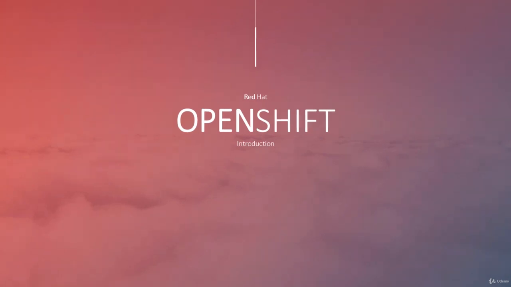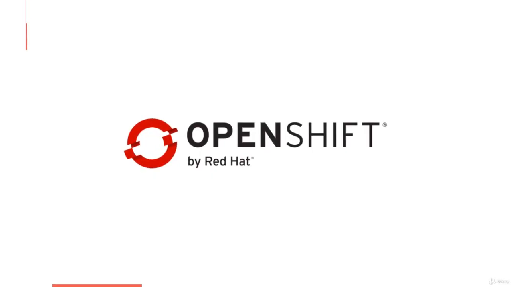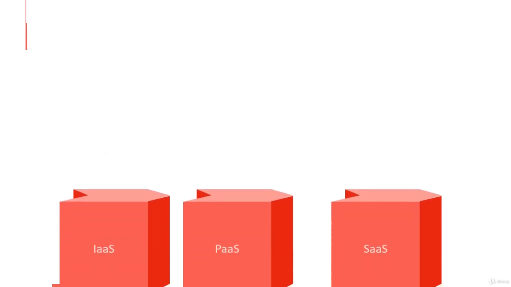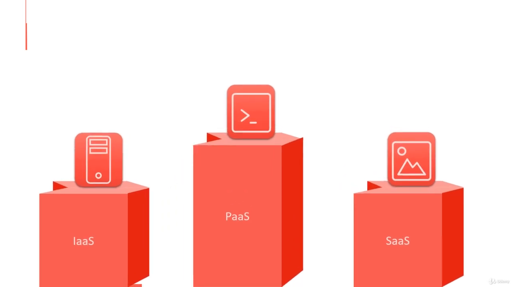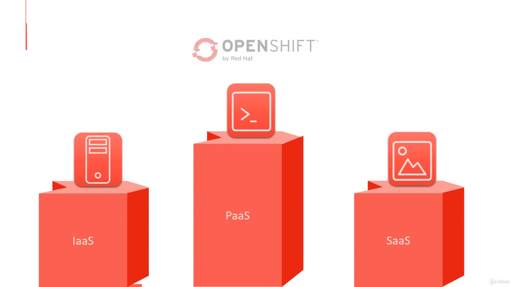OpenShift is Red Hat's open-source container application platform for developing and hosting enterprise-grade applications. Of the various cloud computing models, such as infrastructure as a service, platform as a service, and software as a service, OpenShift is Red Hat's platform as a service offering. Once deployed, OpenShift takes care of managing the underlying infrastructure components, thereby enabling the developers to do what they do best: code.